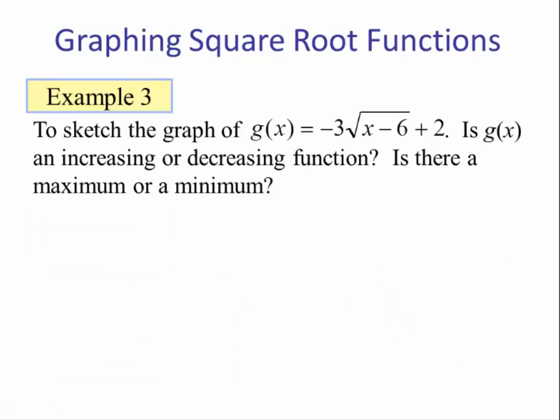Example 3. Sketch the graph of g of x equals -3 times the square root of the quantity x minus 6, and then we add 2. Is g of x an increasing or decreasing function? Is there a maximum or a minimum? In this case, a is -3, therefore it's a decreasing function, which means there will be a maximum value for the y. H is a positive 6, k is a positive 2.